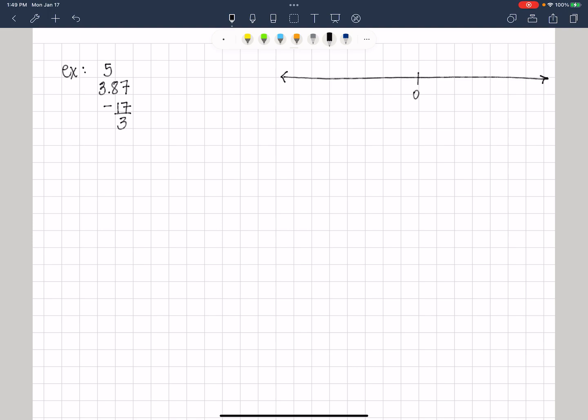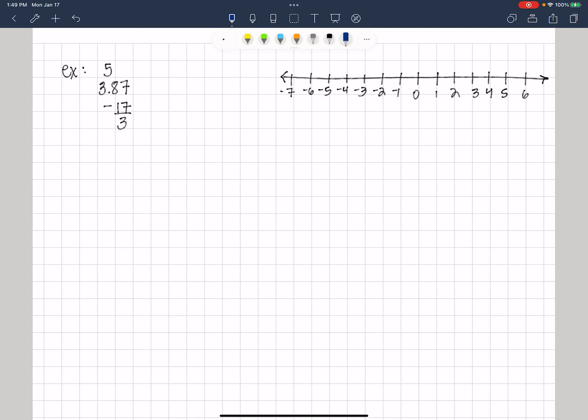So I've got 0, and then 1, 2, 3, 4, 5, 6. And then negative 1, negative 2, negative 3, negative 4, negative 5, negative 6, negative 7.